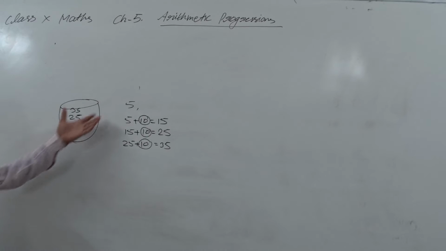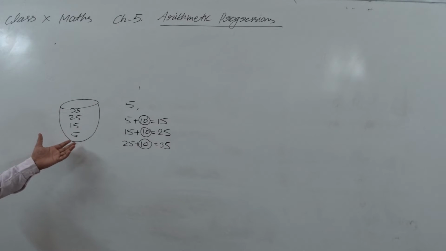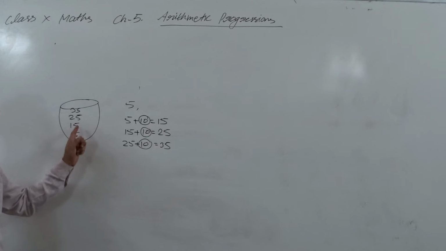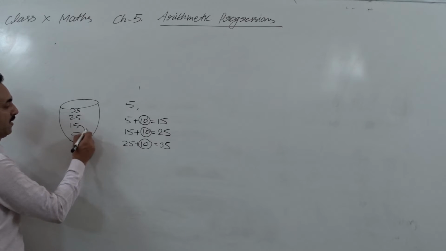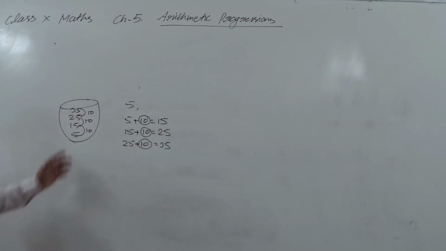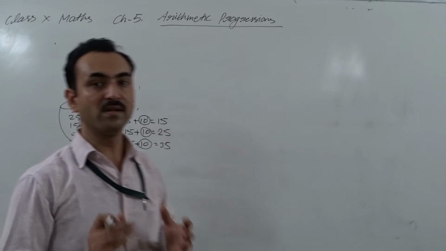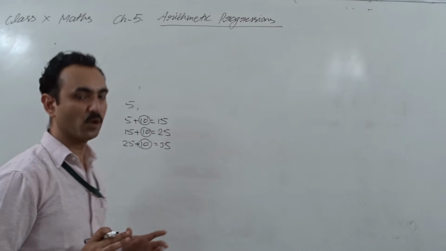So this is just an example of the use of AP, arithmetic progression, in which the difference of two consecutive numbers is fixed, which is 10. You can see the difference is fixed. Clear? So this is the AP, or arithmetic progression. In short form we say AP, arithmetic progression.